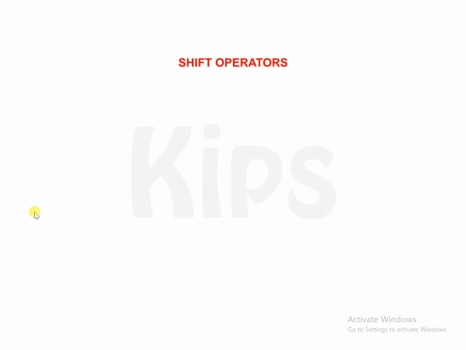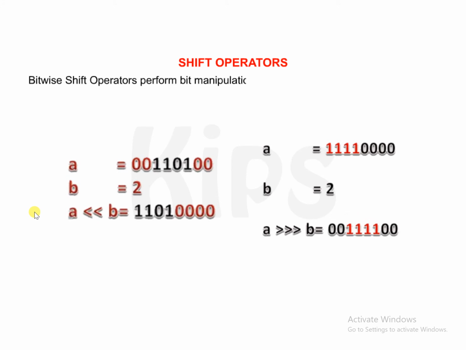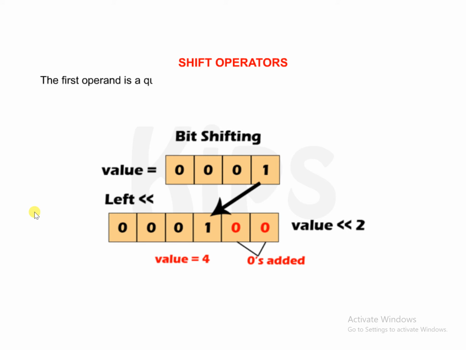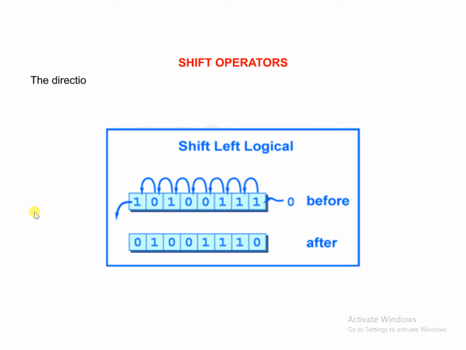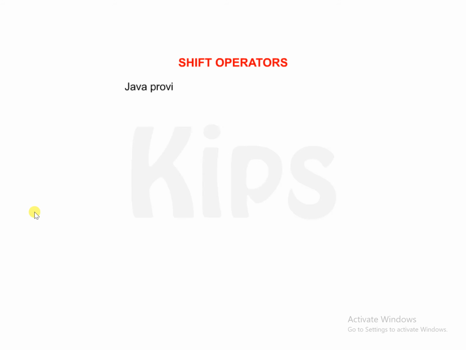Alright students, let us understand shift operators. Bitwise shift operators perform bit manipulation by shifting the bits to the right and left of the data. The bitwise shift operators take two operands. The first operand is the quantity to be shifted and the second operand specifies the number of bit positions by which the first operand is to be shifted. The direction of the shift operation is controlled by the operator used along with the operands. Java provides three shift operators as follows.